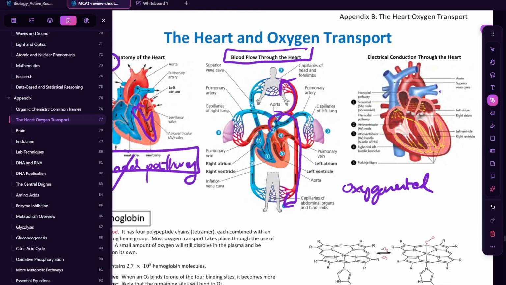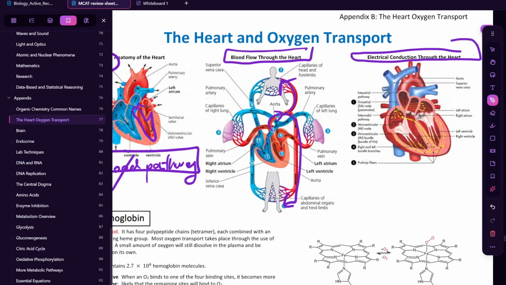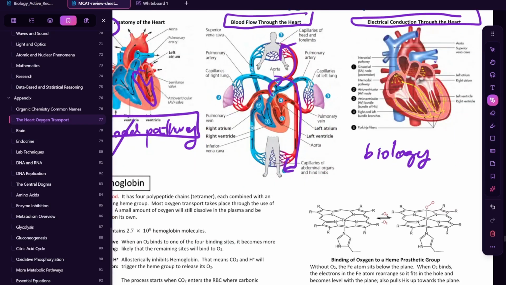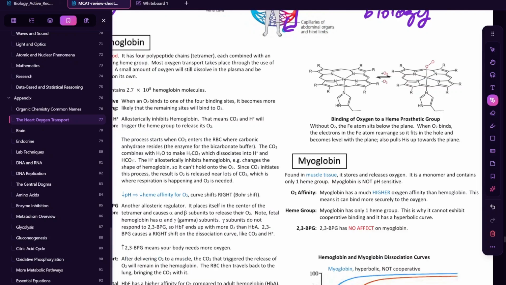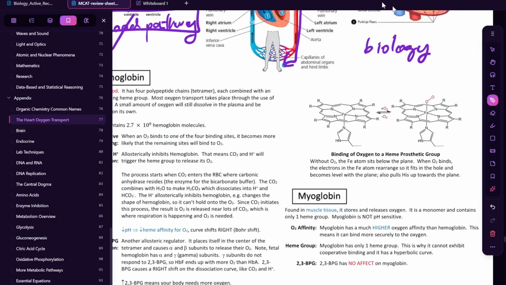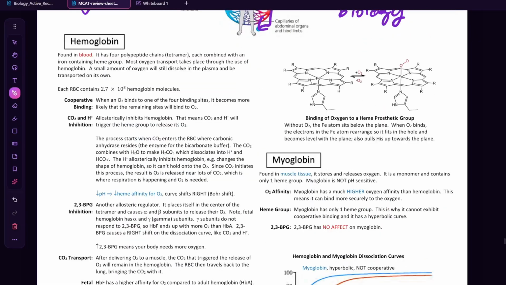Okay, and now we have electrical conduction of the heart as well. So remember the pathway. This is just a diagram for you to help you see it. All of that review was in the biology video. So this is just an image to help you visualize the pathway. Okay, one second. Alright, so now it's getting into more details about what blood actually is.